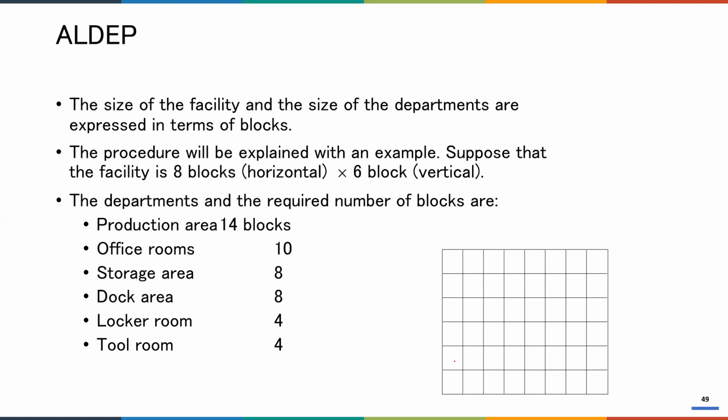So for example, here the space availability is 8. This is 8, this is 6, and then we have 6 departments that we need to arrange, with each department having a dedicated number of spaces.